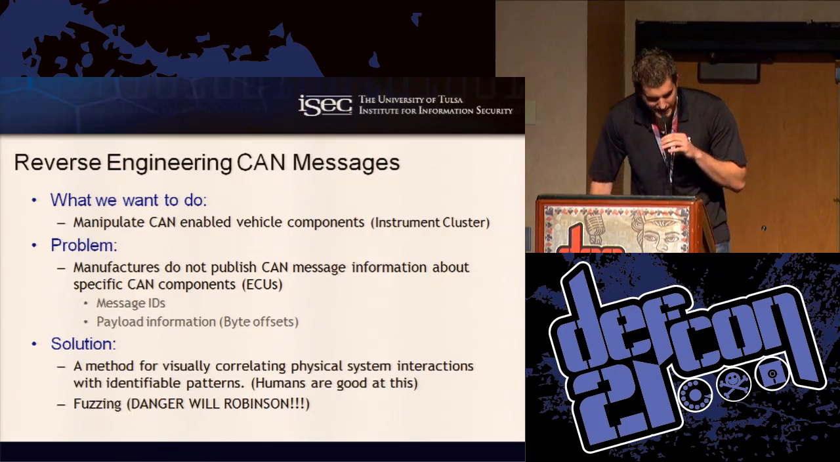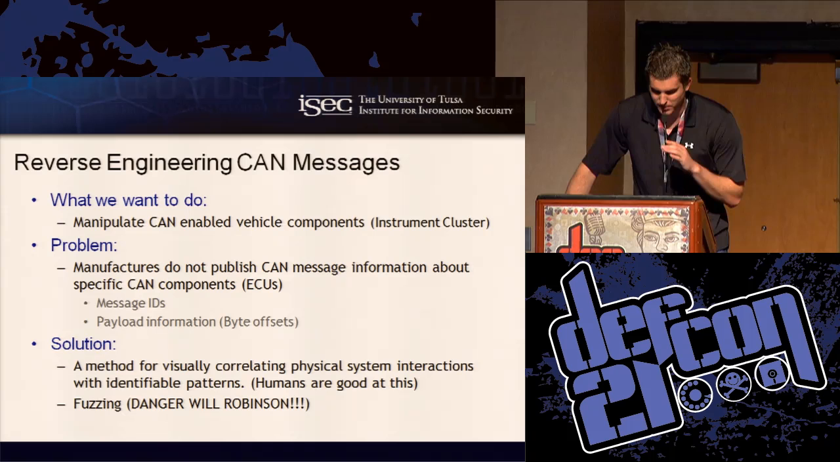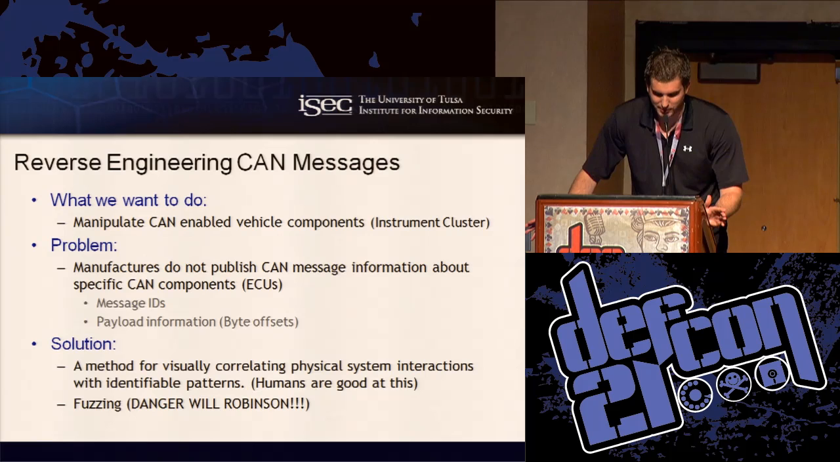All right, so let's get back to the actual CAN clock instrument cluster that I built here. What we want to do is manipulate the tachometer and the speedometer. The problem with that is manufacturers don't publish the actual CAN IDs or specific payload information in order to manipulate these accordingly.